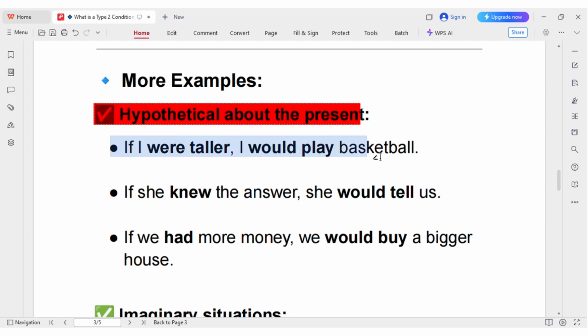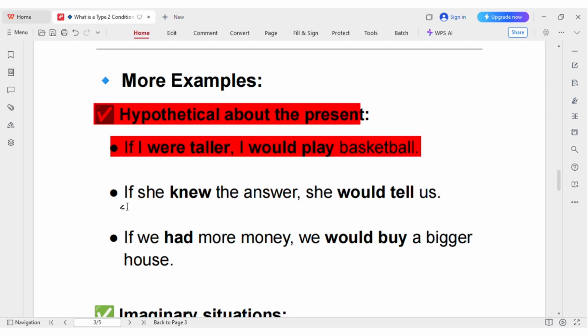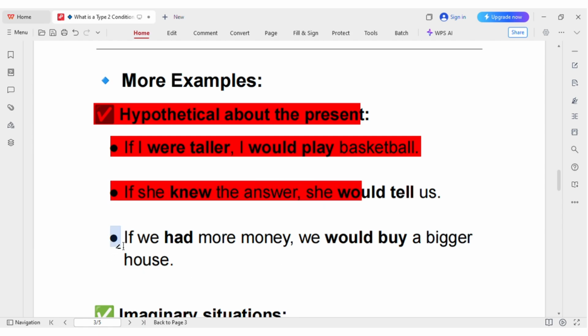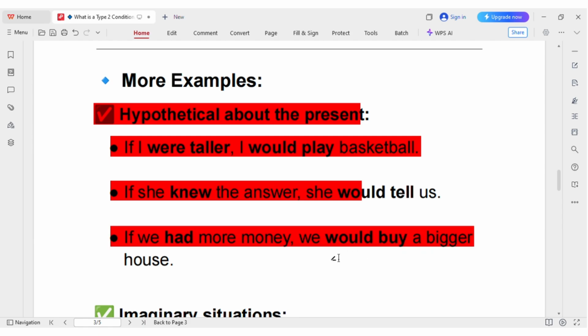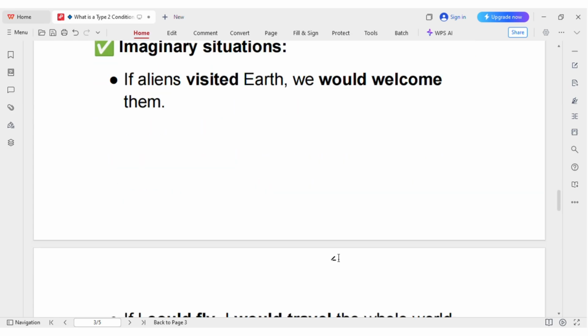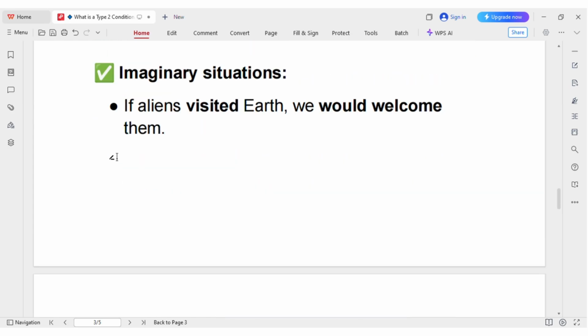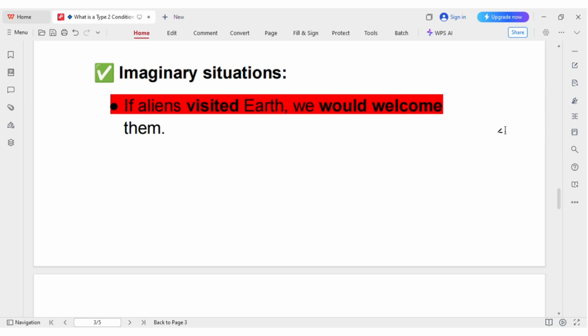If I were taller, I would play basketball. If she knew the answer, she would tell us. If we had more money, we would buy a bigger house. Okay, now we have to discuss imaginary situation. So when you find any imaginary situation, you have to use the second conditional like this.